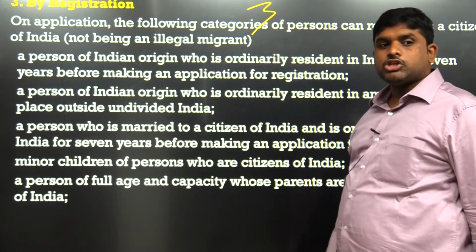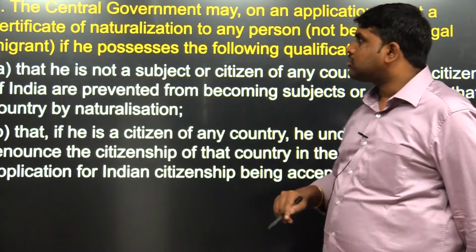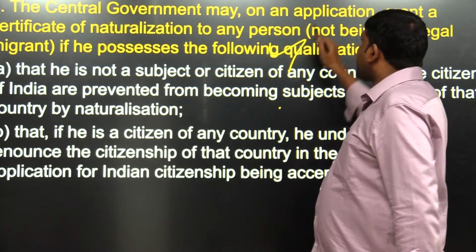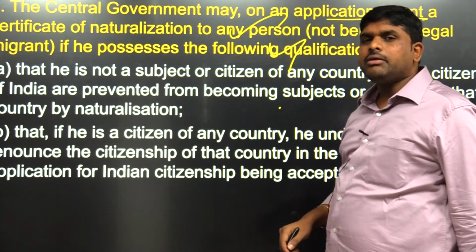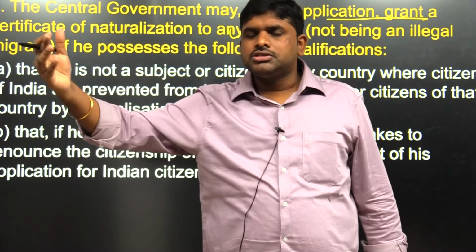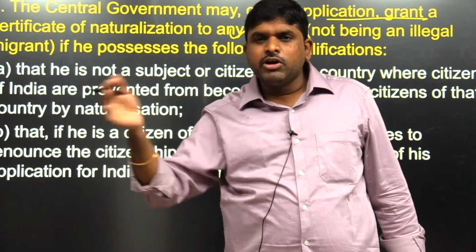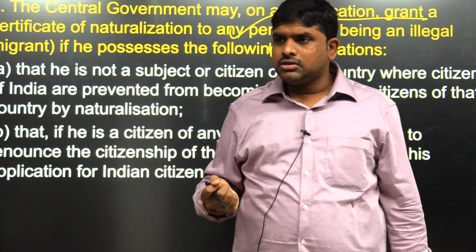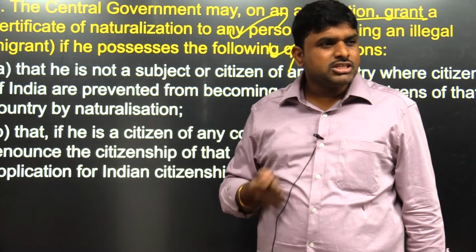By registration, which is also called naturalization. Registration means naturalization. Fourth, the central government may, on any application, grant a certificate of naturalization to any person, a special person, for example, a person of scientific knowledge, a person who got a Nobel Prize. He wants to come to India, he wants to stay in India, then India will show its interest. So on what lines do you give him the citizenship? Will the Constitution not allow giving him citizenship, yes or no?